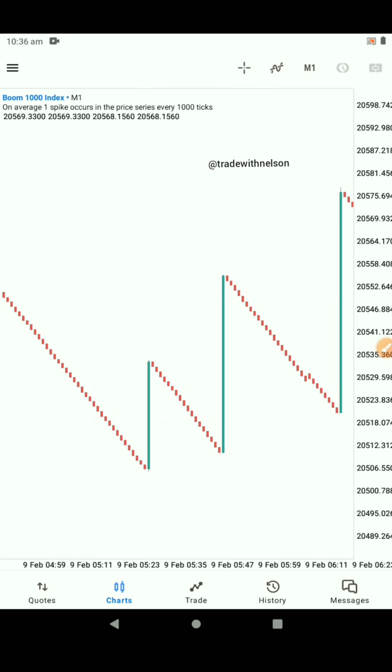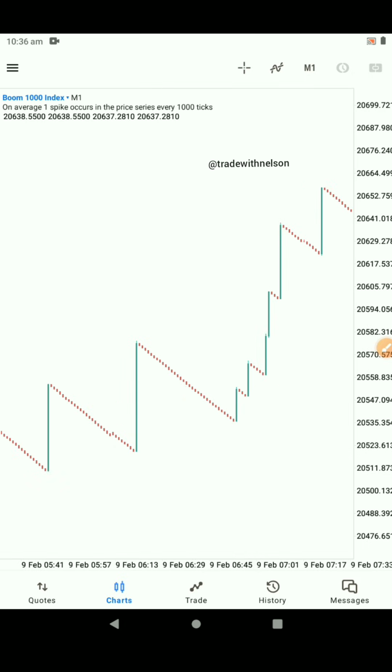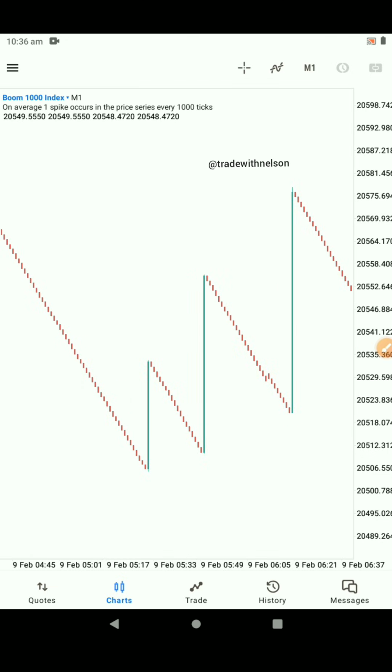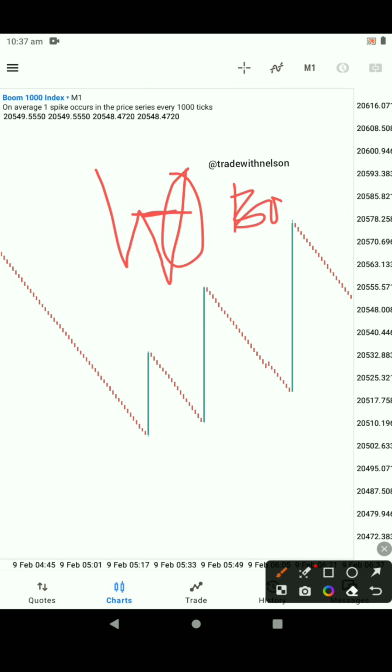So first thing we want to know is when the boom market is in an uptrend and when the crash market is in a downtrend. So how do you know when a boom market is in an uptrend? You want to look for two specific patterns when trading this strategy. The first one is like this, breaking this. So this will be a spike to the upside in the boom market, while the second one is like this, breaking this. This will be a spike also in the boom market.